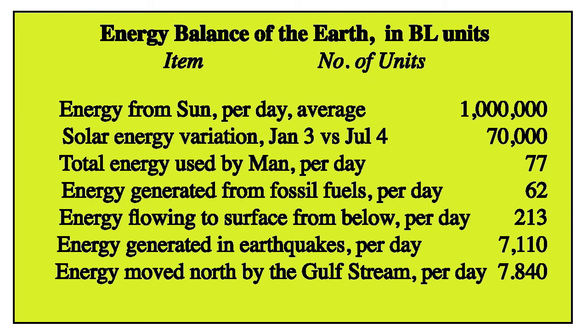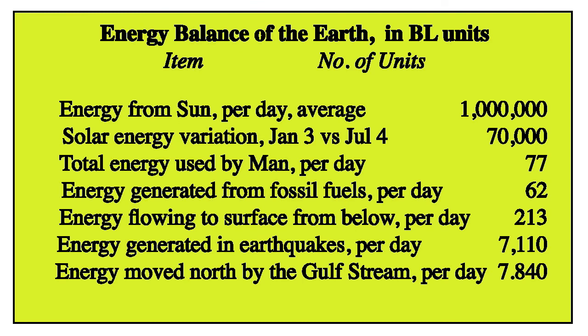On January the 3rd, when we're closest to the Sun, we get 70,000 more units than we do on July 4, when we're most distant. Compared to this solar input, the amount of energy used by man is very tiny, only 77 units, and this includes our use of solar energy.